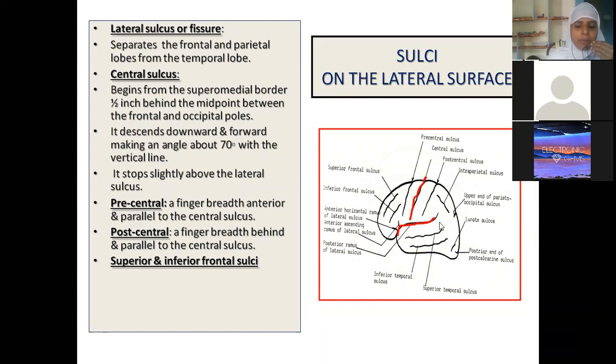Now coming to the temporal lobe. Again, same as here, where we got the names superior frontal and inferior frontal sulcus, similarly we have superior temporal sulcus and inferior temporal sulcus. The areas are superior temporal gyrus, middle temporal gyrus, and inferior temporal gyrus.